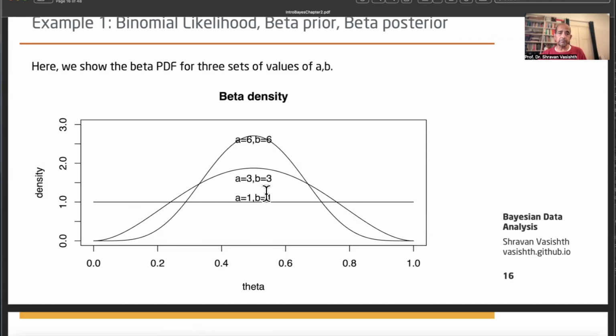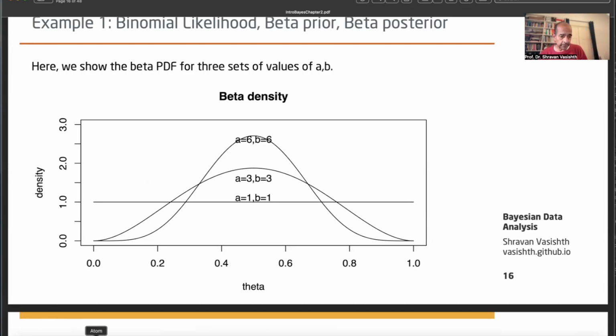A equal to 3, B equal to 3 gives you a widely spread out distribution centered on 0.5. A equal to 6, B equal to 6 gives you a slightly tighter distribution. If I had done A equal to 60 and B equal to 60, I would get a super tight distribution centered on 0.5, right? And of course, you can move the peak of the distribution left and right by changing the A and B parameters, right? So if you had A equal to 6 and B equal to 60, you're going to end up with a beta distribution leaning towards the left.